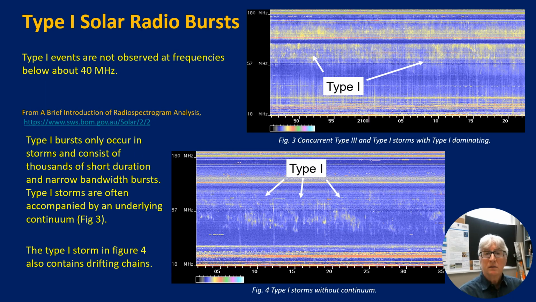Again, type 1 events are not observed at frequencies below about 40 megahertz, but to be complete, I show you a couple of images of type 1 solar bursts here. They typically occur in storms and consist of thousands of short duration and narrow bandwidth bursts, and they're often accompanied by an underlying continuum. The lower figure here shows type 1 also containing drifting chains.